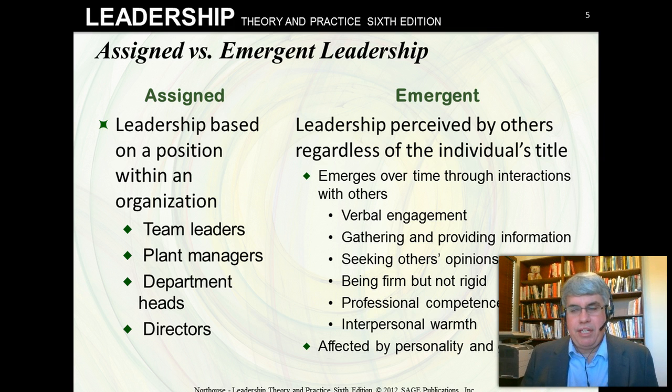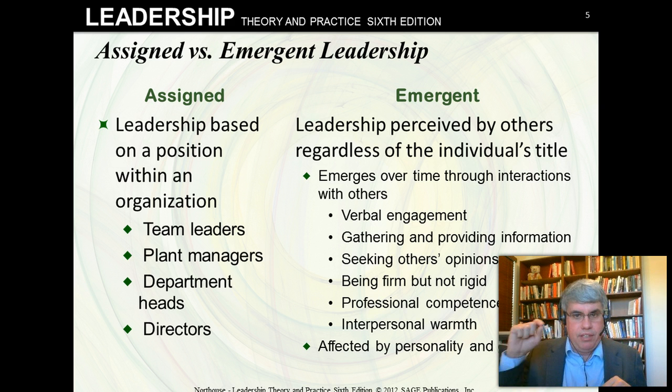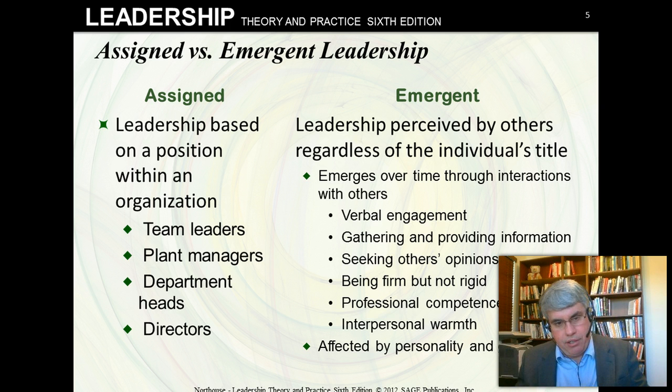Now, another distinction that can be made in types of leadership is comparing assigned leadership with emergent leadership. Assigned leadership is leadership based on a position within an organization. People get assigned these leadership positions. Somebody with power says, you'll be the team leader. You're going to be the plant manager. You're going to be a department head. You're going to be the director of such and such.